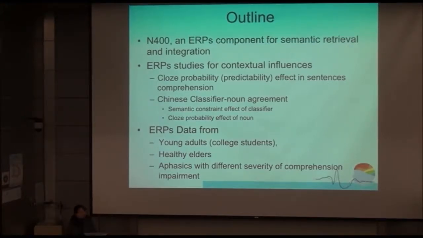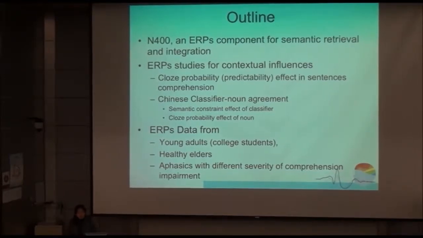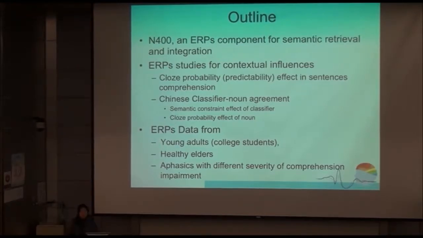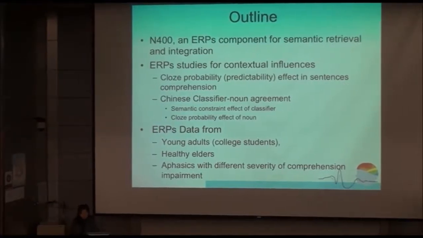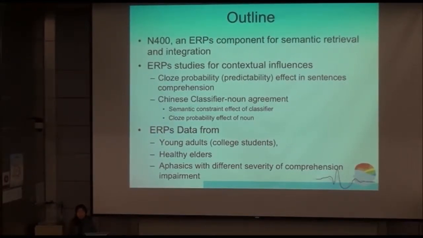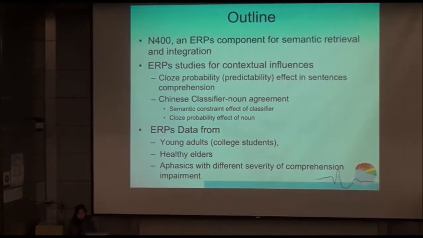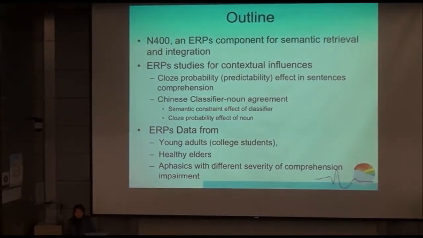And then I will present two series of ERP studies on contextual influence. One addresses the Cloze probability or predictability effect in sentence reading. The other uses Chinese classifier-noun agreement to try to separate two kinds of contextual effect. One is the semantic constraint effect from the classifier, and the other is the Cloze probability effect on the parent noun. The data will come from young adults, college students, healthy elders, and also patients with different severity of comprehension impairment.